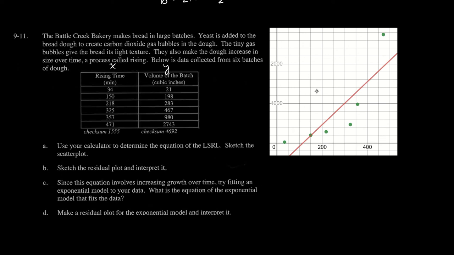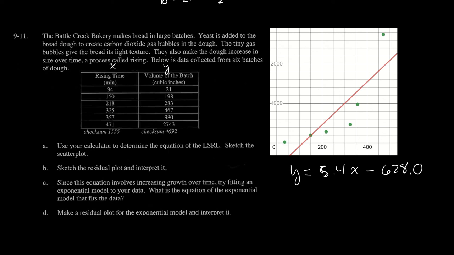So I'm going to write down y is equal to, m was about 5.4x, and then minus 628.0.